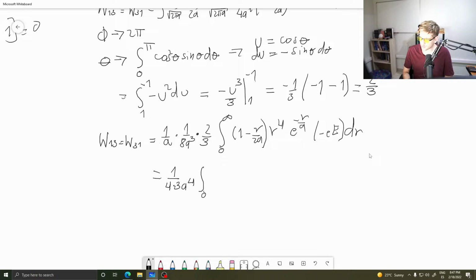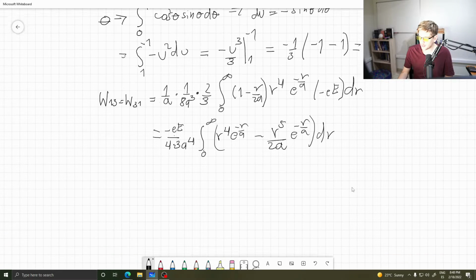Integral from 0 to infinity. Oh, almost forgot about the constants again. So this would be minus e. And then inside, let's multiply through. We get r to the 4th, e to the minus r over a, minus r to the 5th over 2a, e to the minus r over a, dr. Okay, so now we have these two integrals.